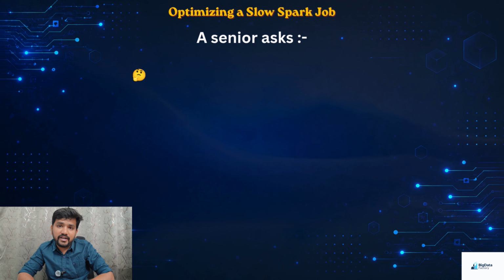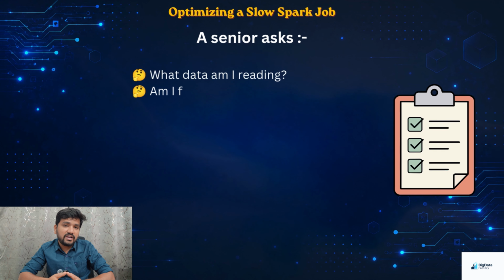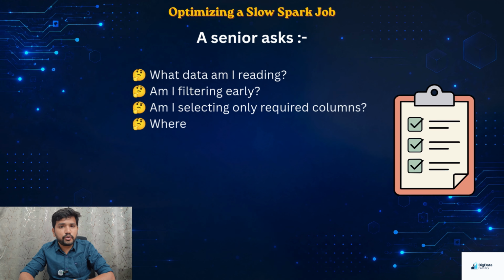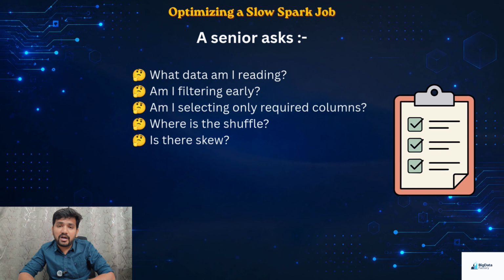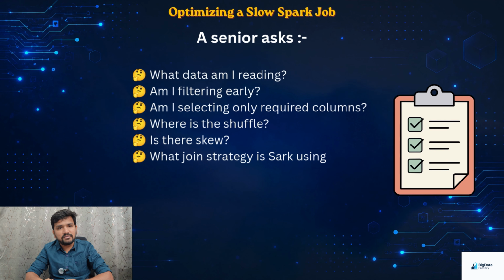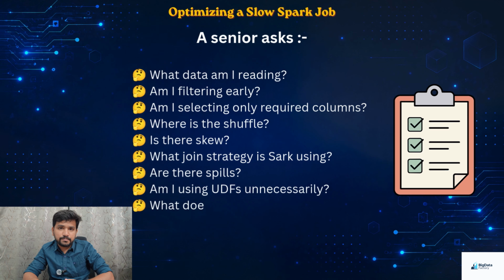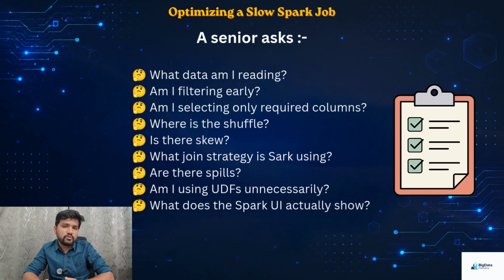Here is the difference between beginner and senior Spark optimization. A beginner sees a slow Spark job and says, maybe I need more memory. A senior asks, what data am I reading? Am I filtering early? Am I selecting only required columns? Where is the shuffle? Is there skew? What join strategy is Spark using? Are there spills? Am I using UDFs unnecessarily? How many files am I writing? What does the Spark UI actually show? This mindset matters more than memorizing random tuning tips.